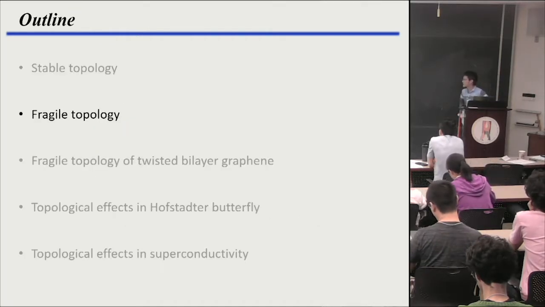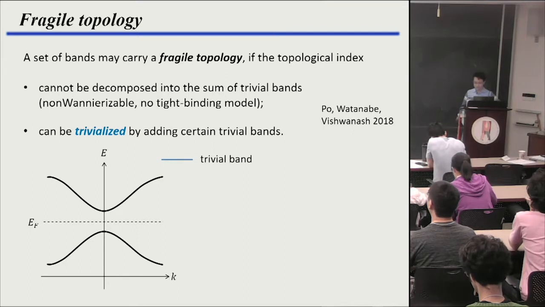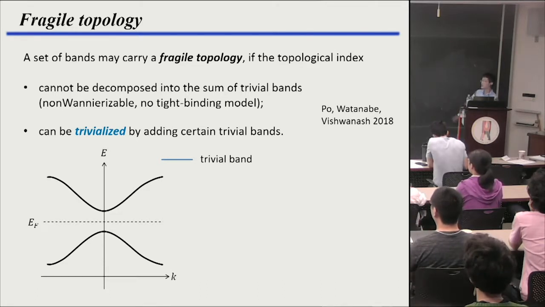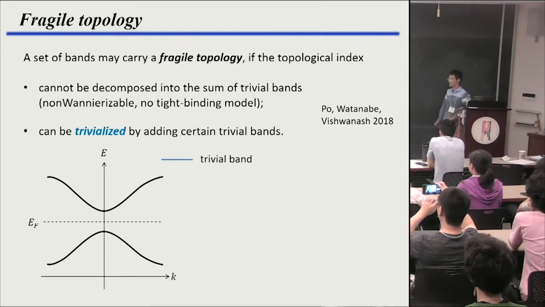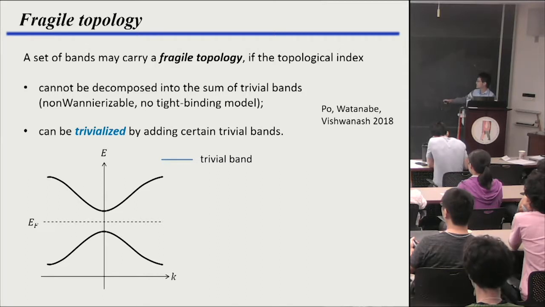Okay, so now we come to the concept of fragile topology. You might already get some sense that you can actually relax the requirement for topology. Topology is basically something invariant under continuous deformations, but stable topology also requires the topology to be stable upon adding trivial states. But fragile topology is basically defined as having some invariant topological index, which means the system cannot be decomposed into several trivial systems. But in this case, if you add some additional trivial bands or trivial systems, this topology can be trivialized.